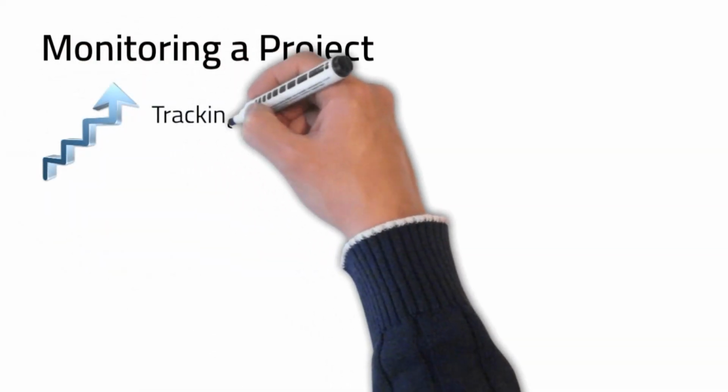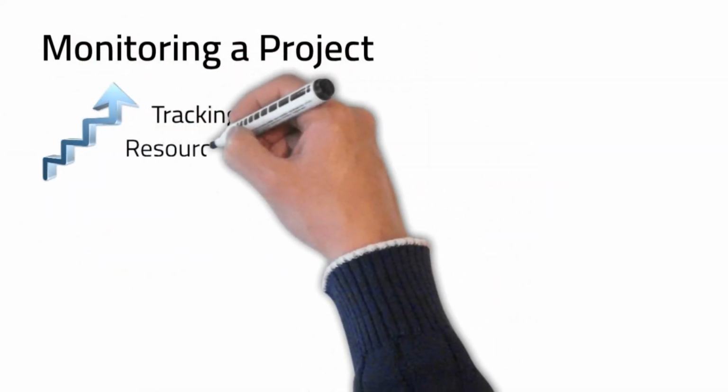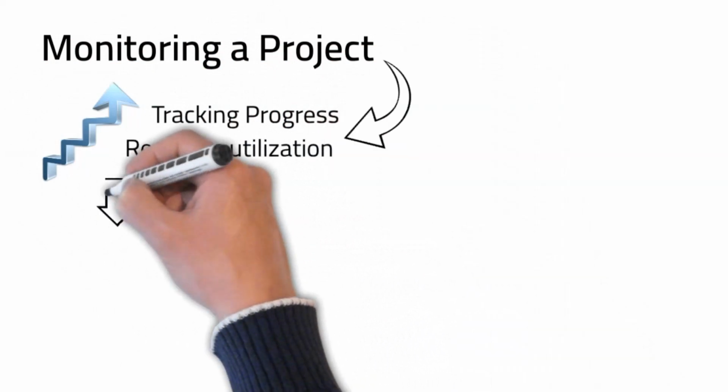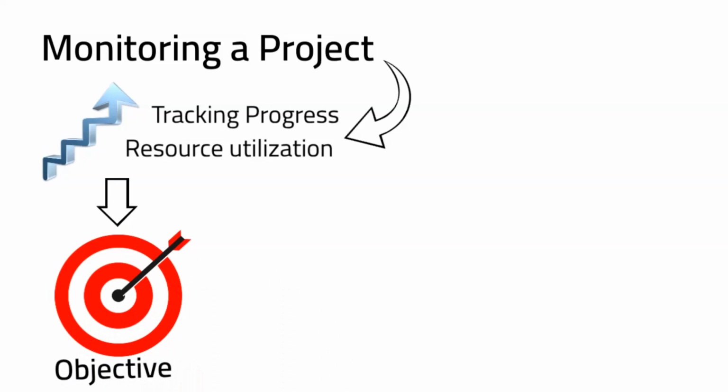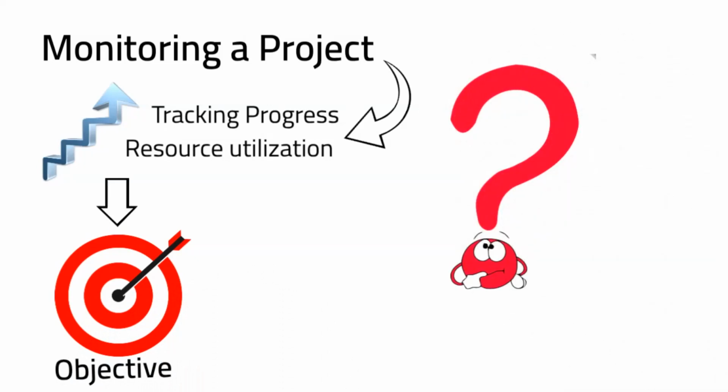Monitoring involves constant tracking of progress, performance, and resource utilization over time to ensure that the project is on track and meets its objectives. But how do you monitor a project? Here are some basic steps to effectively monitor a project.